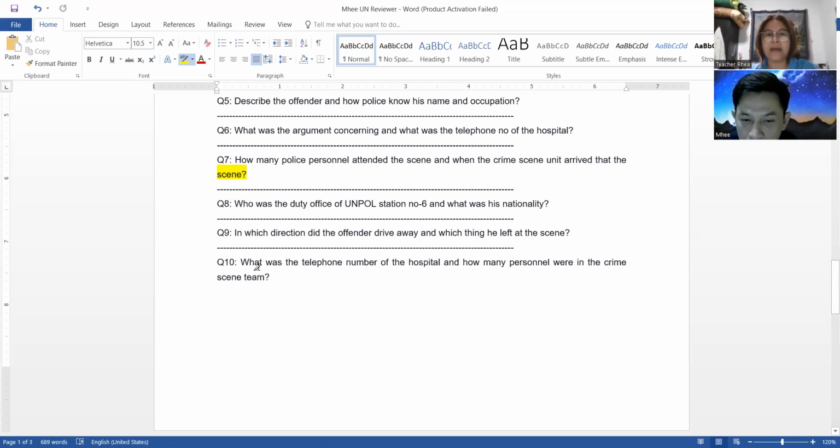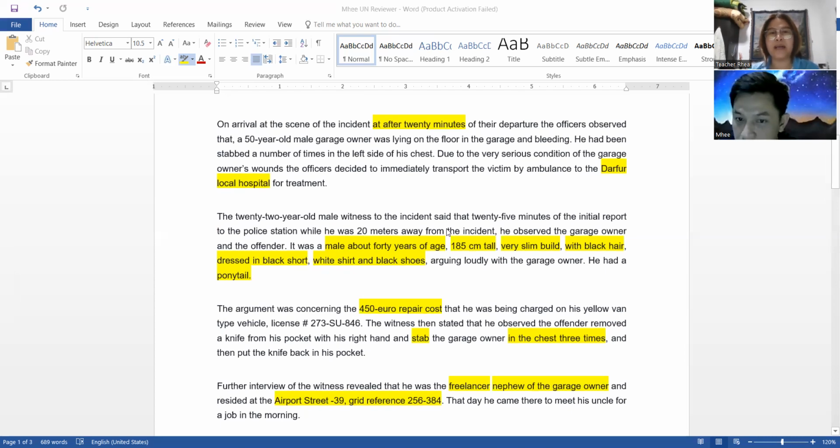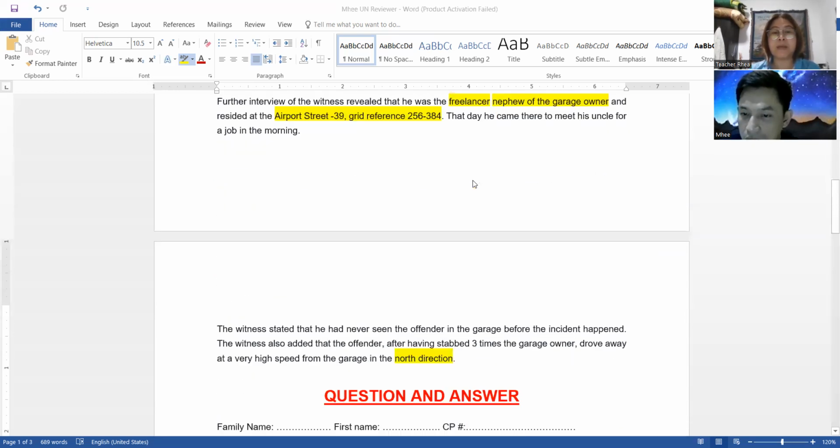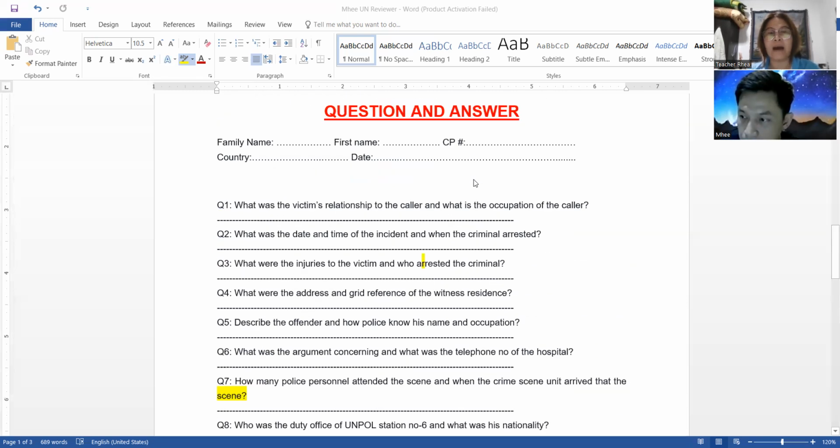in the crime scene team? So was it mentioned? The telephone number was not mentioned, right? And how many personnel were in the crime scene team? Six persons. Yes, 6 people in the crime scene. And the telephone number of the hospital was also not mentioned, only the name of the hospital.